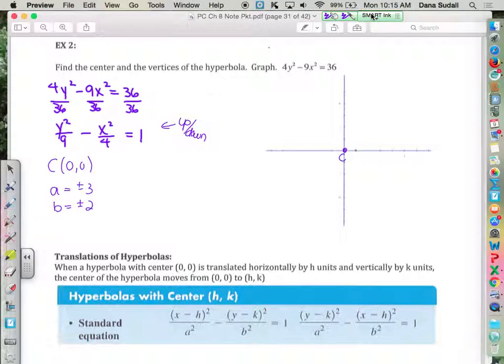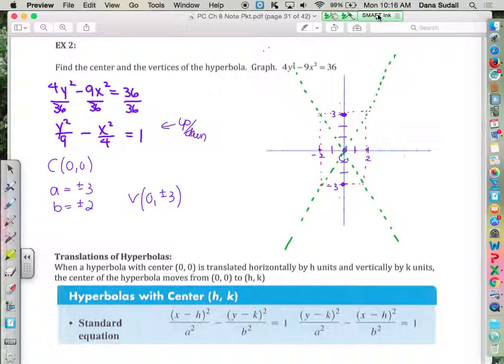So my center is at (0, 0). My A value is 3, and since we said it's opening up and down, we're going up and down 3 units. Those are actually the vertices. And then left and right 2, that's just going to help us create the box. Let's do a lighter color here. Those endpoints there, and then we'll draw the diagonals in. Again, a dashed line because it's really not part of the graph.